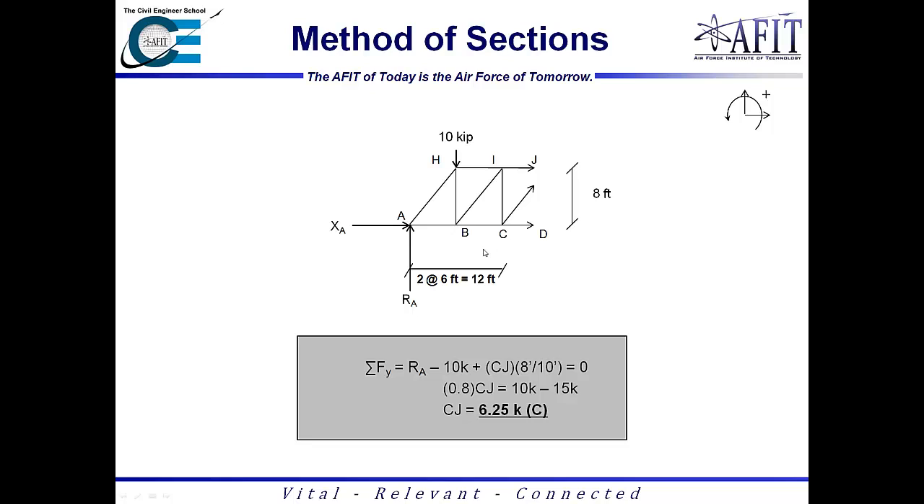So I'm going to take the sum of the forces in the y direction, since C sub J is the only exposed member here acting in the y direction. We have R sub A acting in the positive direction, the negative 10 kip load acting downward, and then we have C sub J, which is assumed to be in tension right now, acting upward, and once again using similar triangles times 0.8. So we have 0.8 C sub J equals 10 kips minus 15 kips, which is negative 5 kips. So finally, C sub J equals 6.25 kips compression.